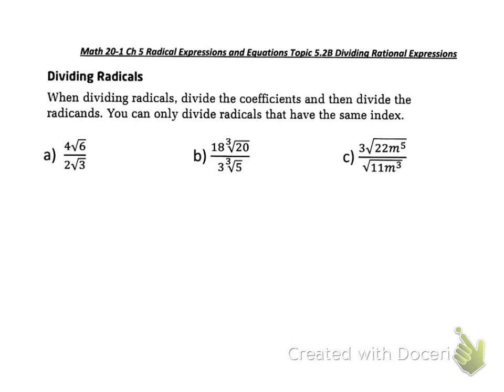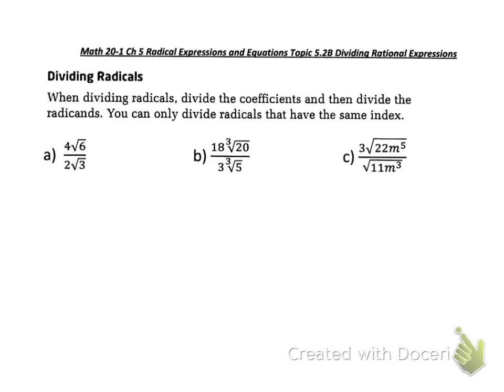Here we are at 5.2, the second part, 5b. This time we're going to look at dividing radical expressions. When you're dividing radicals, you divide the coefficients and then you divide the radicands. You can only divide radicals that have the same index, meaning you can't divide cube roots by square roots.